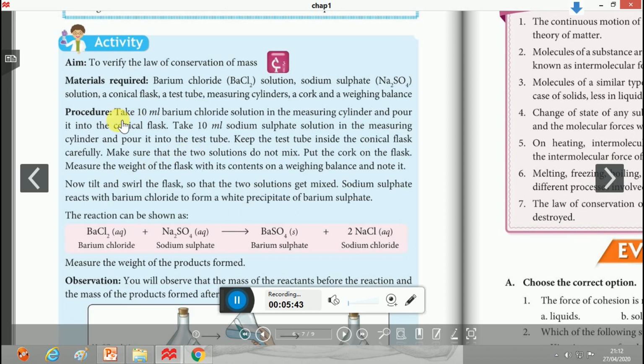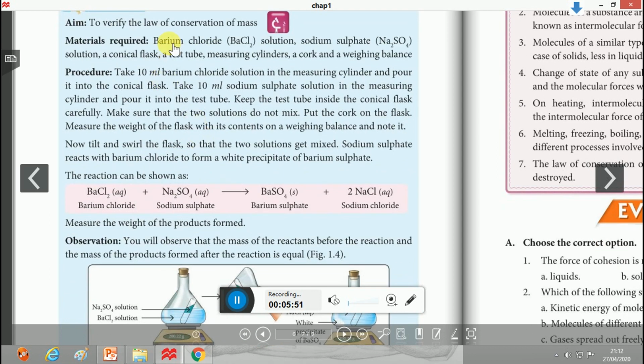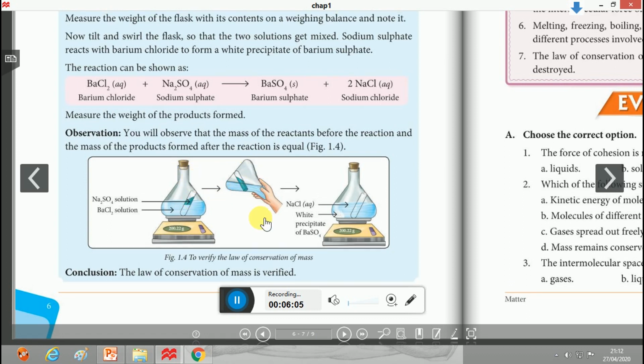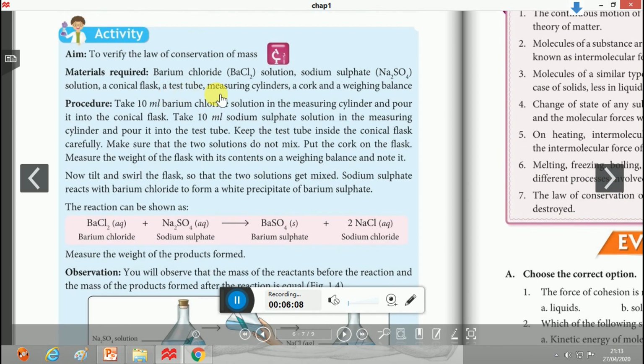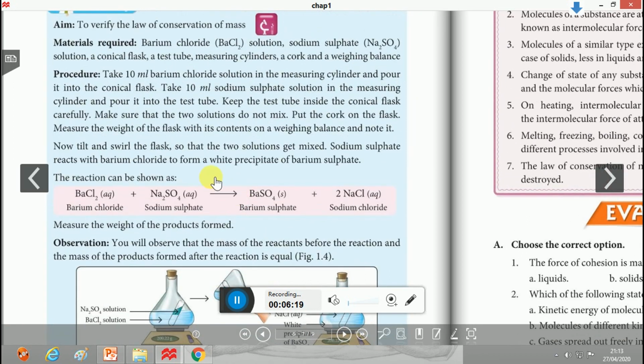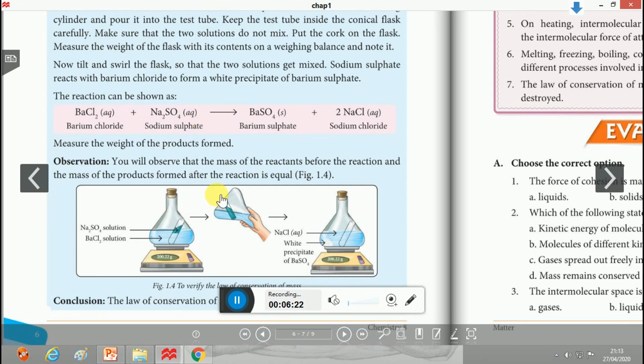In the last video on the law of conservation of mass for class 8, we described that to verify the law of conservation of mass, we need barium chloride solution, sodium sulfate, a conical flask, a test tube, a measuring cylinder, a cork, and a weighing balance. This is the whole setup for the experiment. This is your conical flask, this is your measuring cylinder, not given here. Conical flask, cork, sodium sulfate solution, barium chloride solution. We have described all this activity.